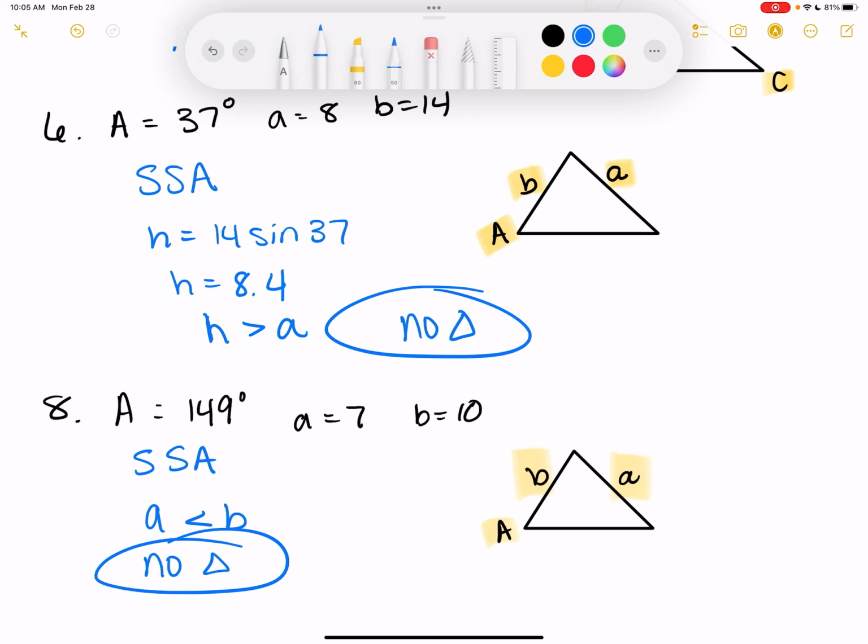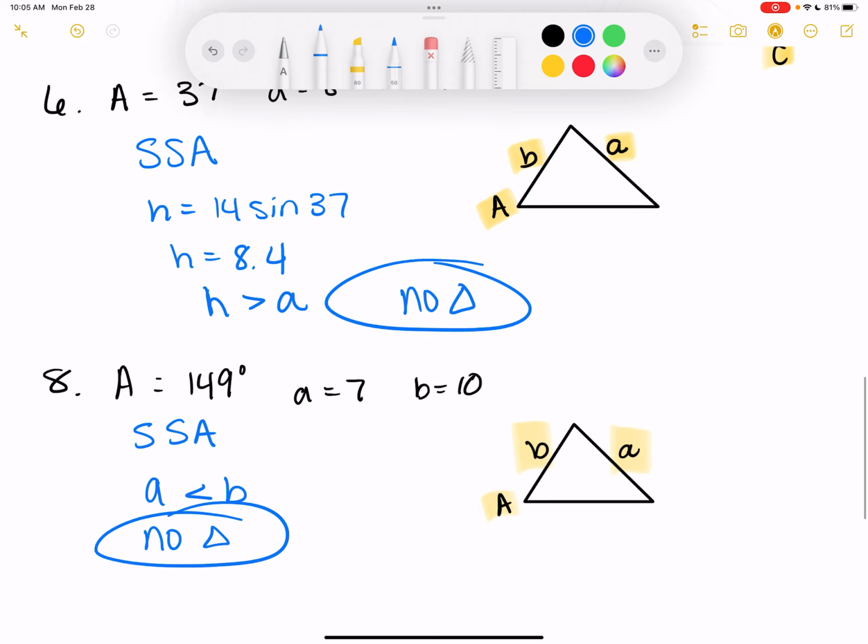Also, just for the record, if the problem tells you to solve the triangle and there's not one, you do have to show me why there's not one. You can't just say no. You would have to show me why there's none. Don't just say problem 27 is no. It's like, why?